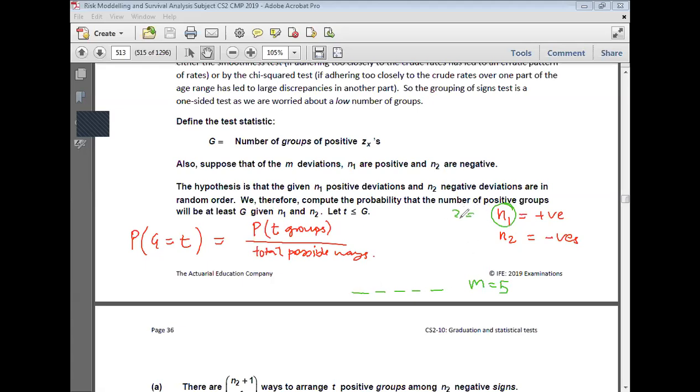So let us say my N1 here is 3. So I can place a positive here, here, and here. Or I can place a positive here, here, and here. Or I can place it here, here, and here, right? So if I fill up my positives, that will in a way guarantee where my negatives are going to be. So my negatives will have to be in the remaining spots in each of these cases. So all I have to do is figure out the number of ways I can place my N1 positives in the 5 spaces that I have here.